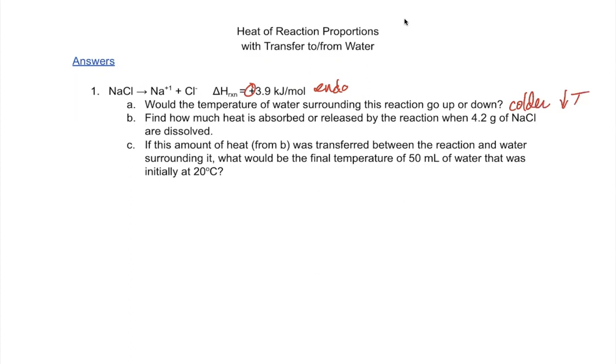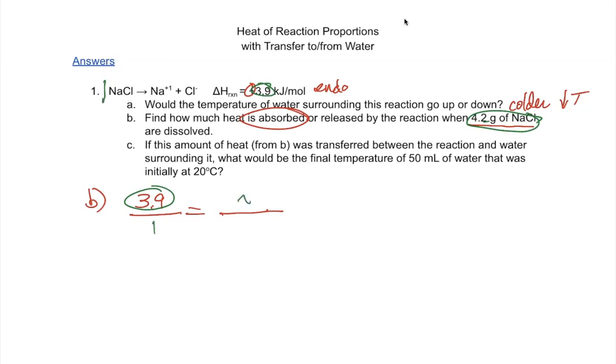For 1B, how much heat is absorbed or released by the reaction when 4.2 grams of NaCl are dissolved? I already know from the sign of delta H that the reaction's absorbing energy. Now I just need to determine how much. Again, I set up my proportion the same way every time, where in the upper left goes the heat of the reaction. Since I have 4.2 grams of NaCl, the coefficient for NaCl will go here.